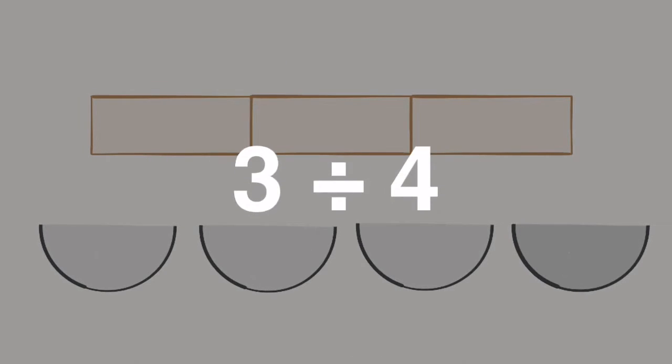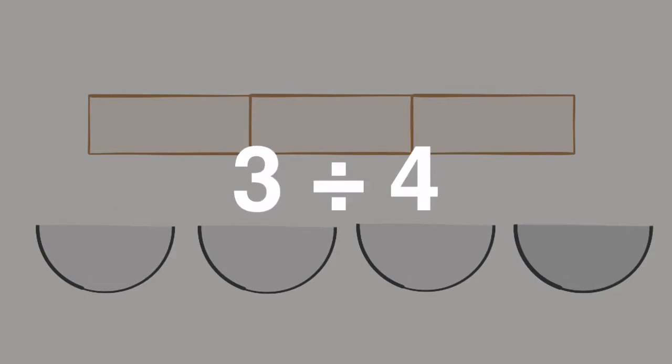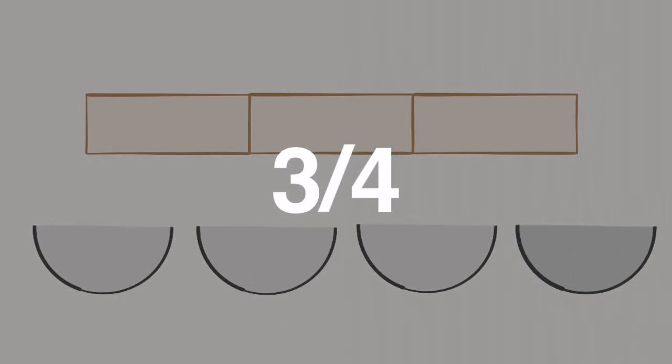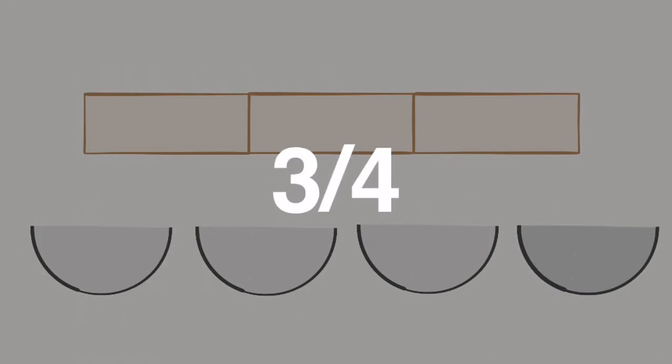So mathematically what we're saying is we're taking 3 whole things, in this case gallons, and wanting to separate them into 4 groups. So it's 3 divided by 4. And we know from fractions that 3 divided by 4 can be written as a fraction as 3/4, which also says 3 divided by 4. And this is our answer. If we want to know what 3 divided by 4 is, we know that it's 3/4.